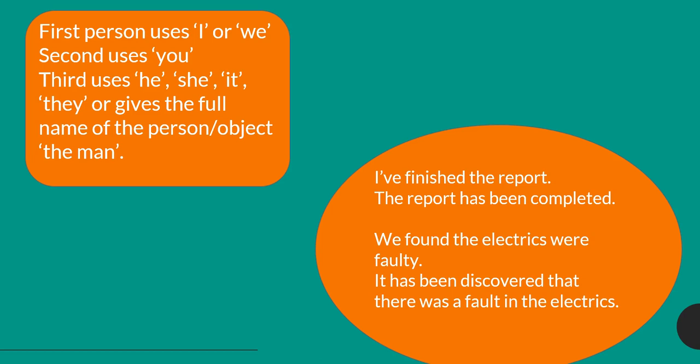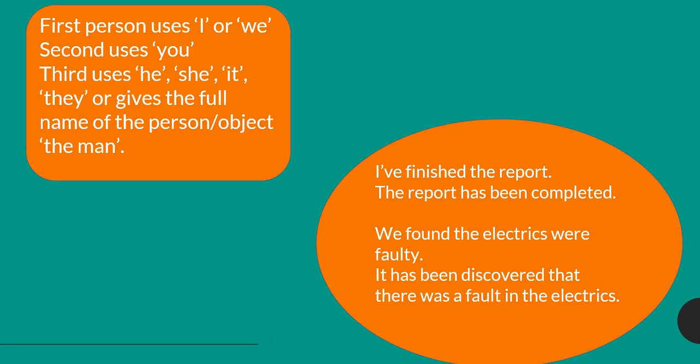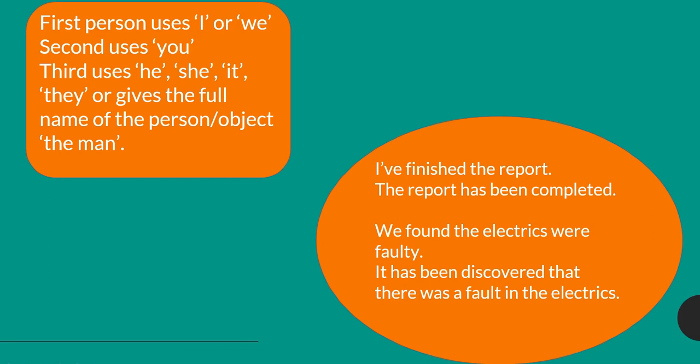So some examples on the right hand side, you could say I finished the report, which would be first person, or the report has been completed. So you can see a slight difference in the formality there. We found the electrics were faulty. It has been discovered that there was a fault in the electrics. So just that difference there in the level of formality that's being used within the text.